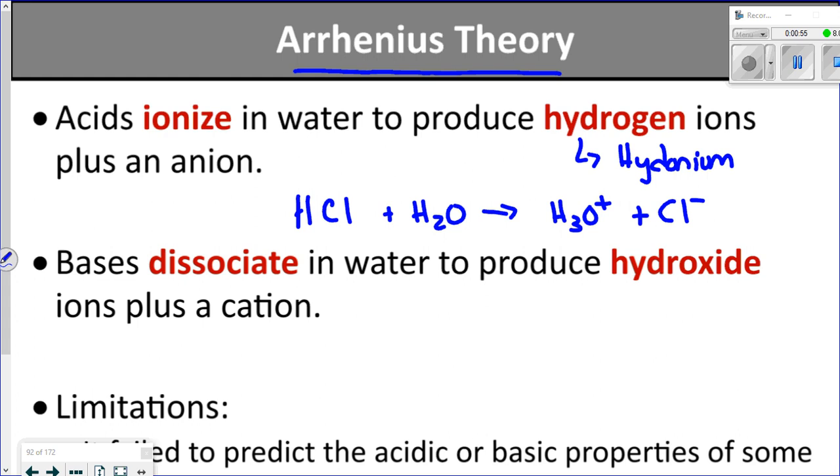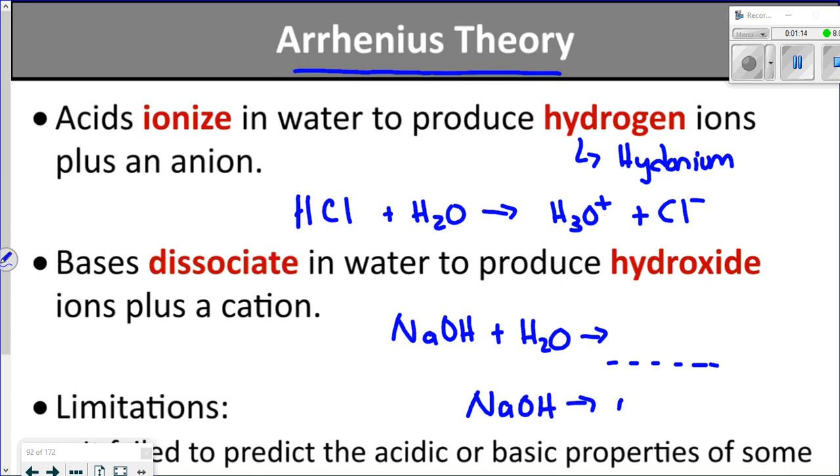Bases will dissociate in water to produce a hydroxide ion plus a cation. A strong base that I know would be sodium hydroxide. When it reacts in water, we actually don't show a reaction overall. We just show that we understand that strong bases dissociate into their ions in water. So therefore, we define sodium hydroxide as a base because it produces hydroxide. We define HCl as an acid because it produced hydronium or hydrogen ions.